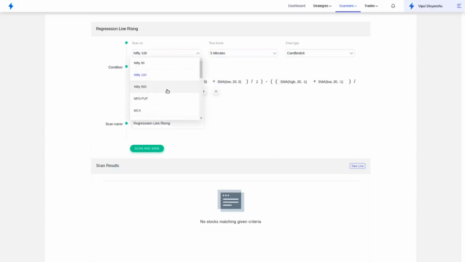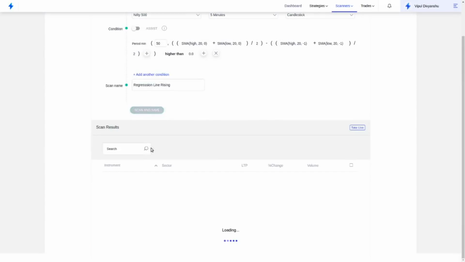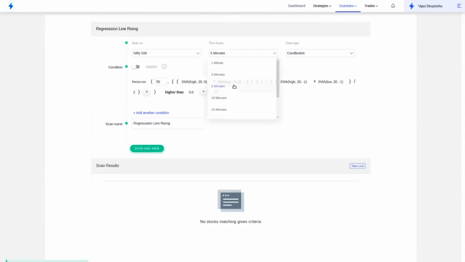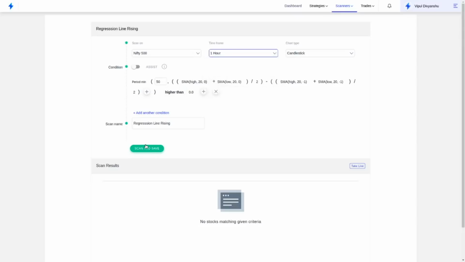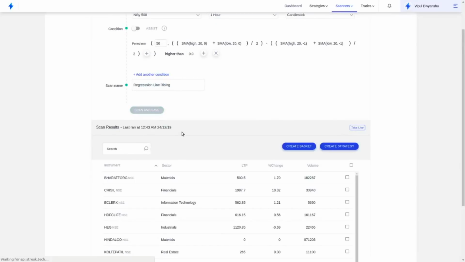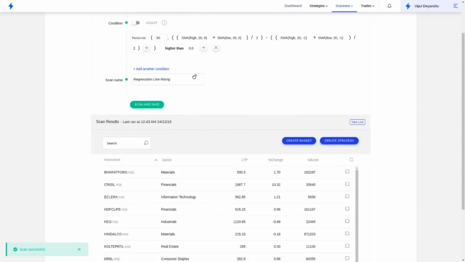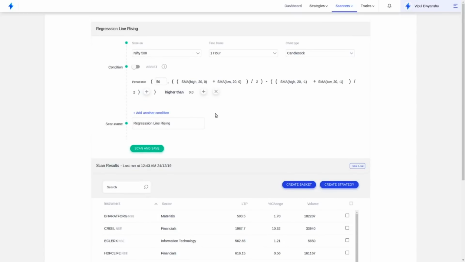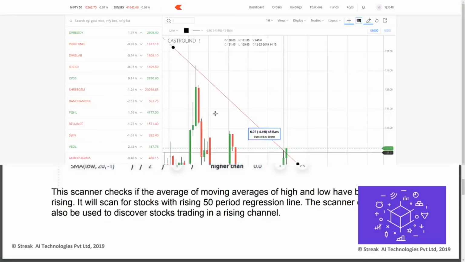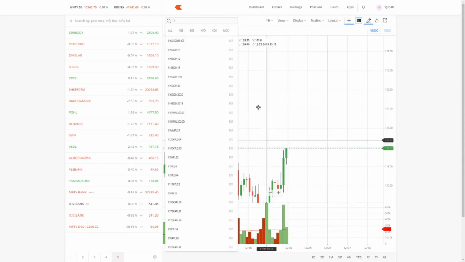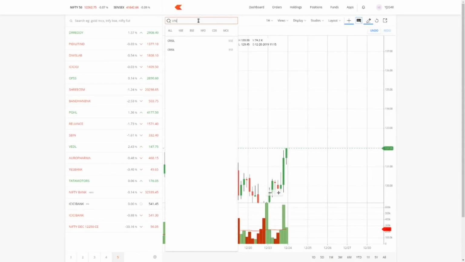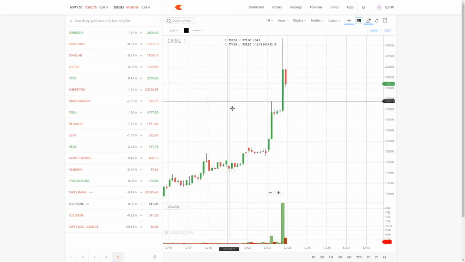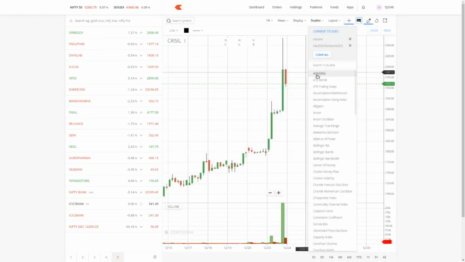Let me just check that out in Nifty 500 and let's see if we can find something. Great, so we found quite a few stocks on an hour candle: Bharat Forge, Crisil, HDFC Life. Okay, to understand this better, let me open one of the charts in Kite and then explain it. So I'll just open Crisil. Okay, so we can diagonally see that it's rising.